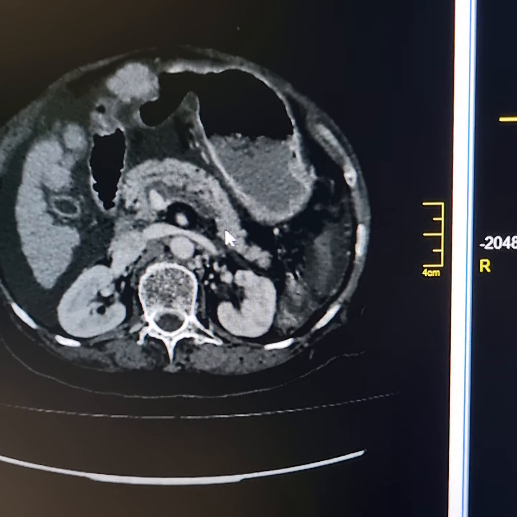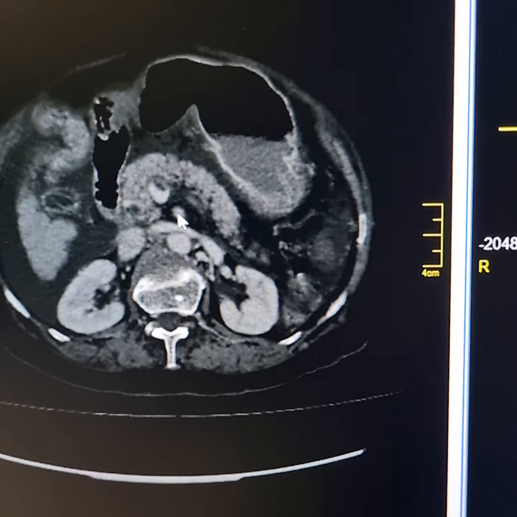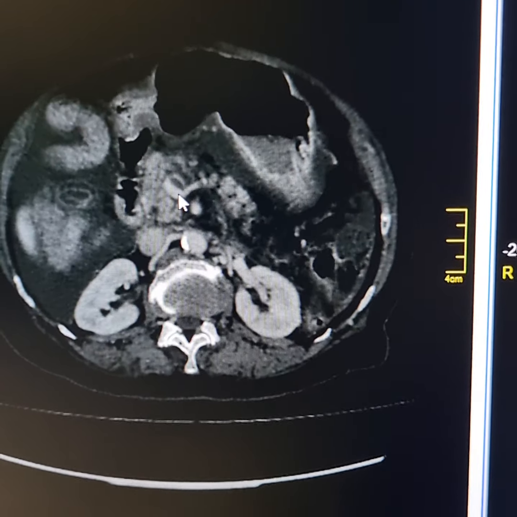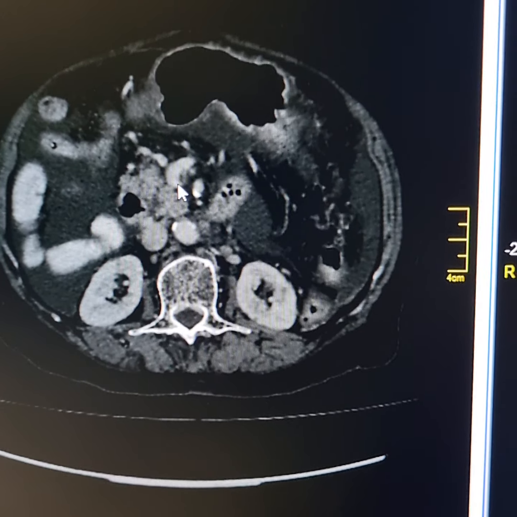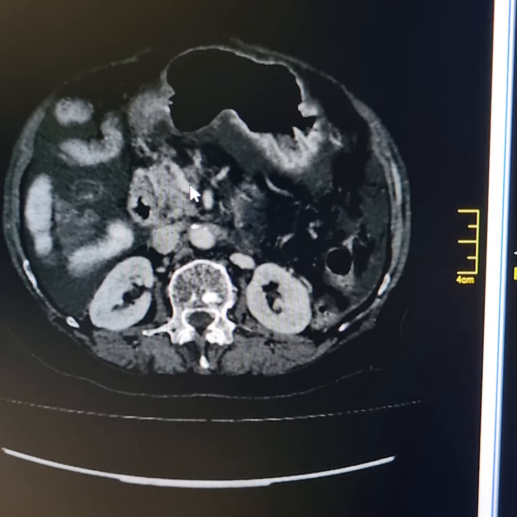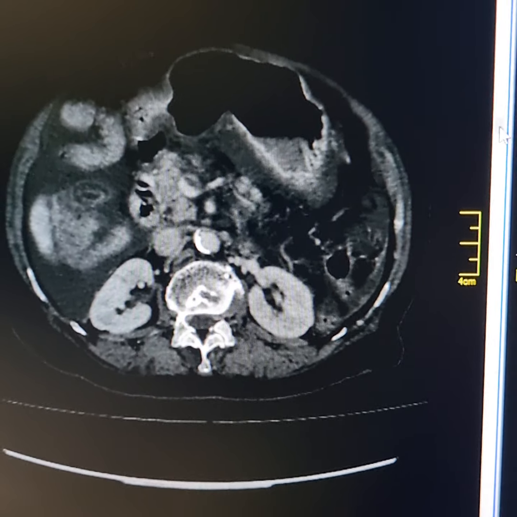This is the splenic vein, which is completely thrombosed, and this thrombus extends into the upper part of the superior mesenteric vein, which shows mild luminal narrowing.